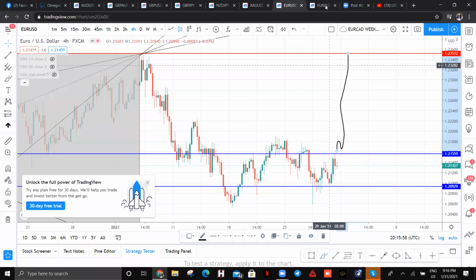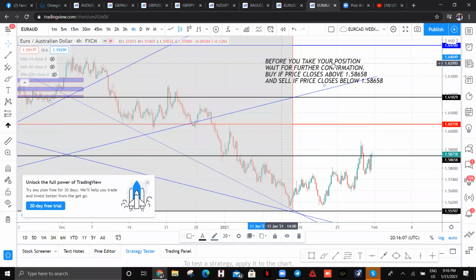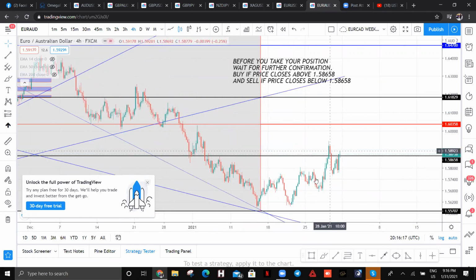Now for Euro AUD, this was one that took us out on our buy because I didn't listen to myself. Remember what I wrote here? Before you take the position, wait for further confirmation. Buy if price closes above 1.58658, which is exactly this place. But we bought somewhere here, and this price came out and wicked us.